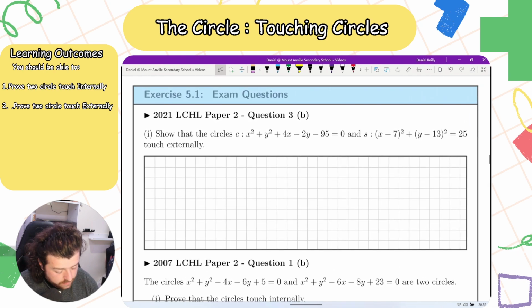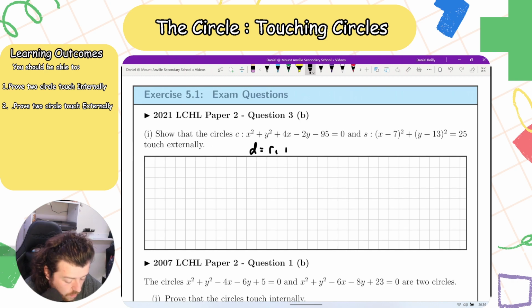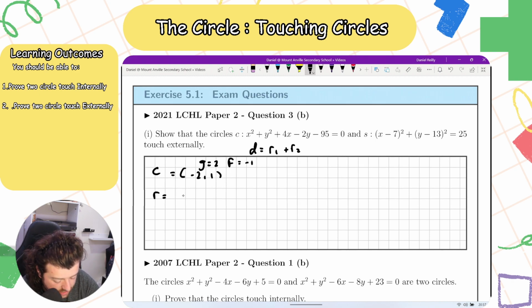So this is from 2021, so this is a very recent question. Show that the circles C and S touch externally. So remember, d is equal to r1 plus r2 for external touching. So my center point of circle C: g is equal to 2, f is equal to minus 1, so my point is (-2, 1). And my radius is root of 2 squared plus (-1) squared minus c, which is plus 95, which is equal to root 100, which is equal to 10.